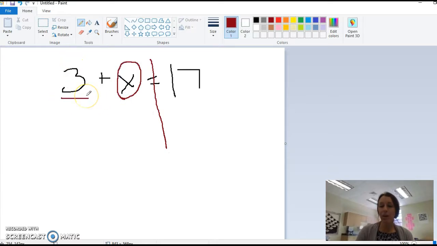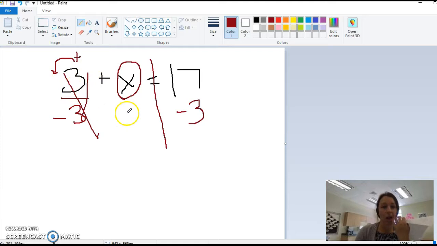In order to know if we're going to add or subtract, we actually have to look in front of the 3 and see that it's a positive because there's nothing there. So this is a positive 3, and the way we're going to cancel a positive 3 is with a negative or a minus 3. Whatever we do to one side, we're going to do to the other side. 3 minus 3 cancels. And then we have x equals 17 minus 3 is 14.